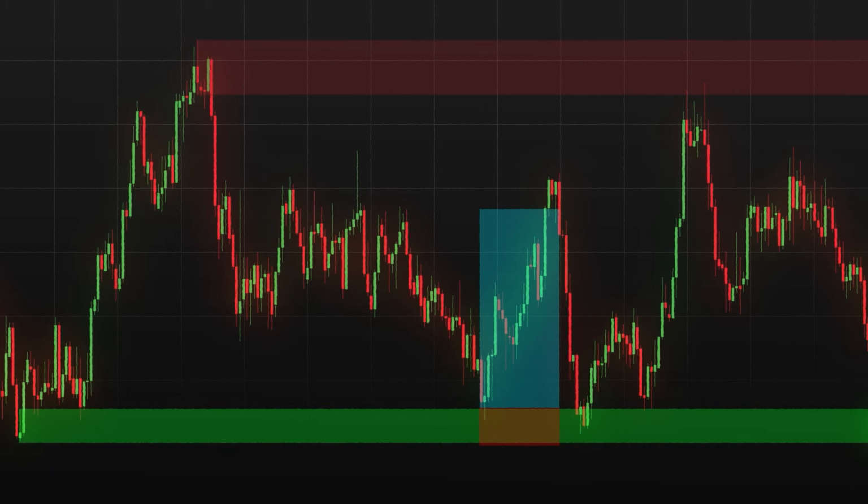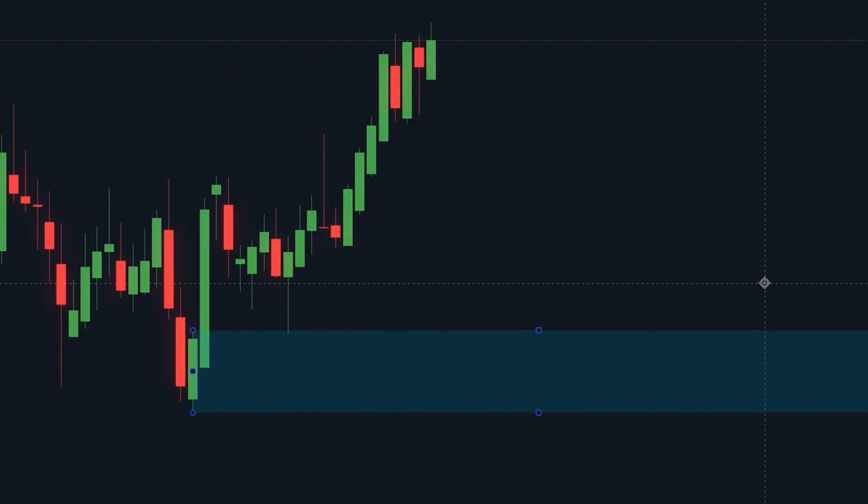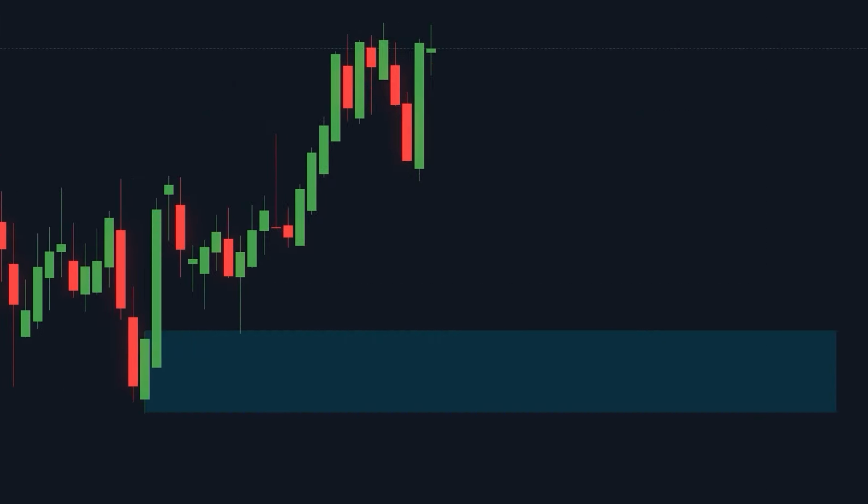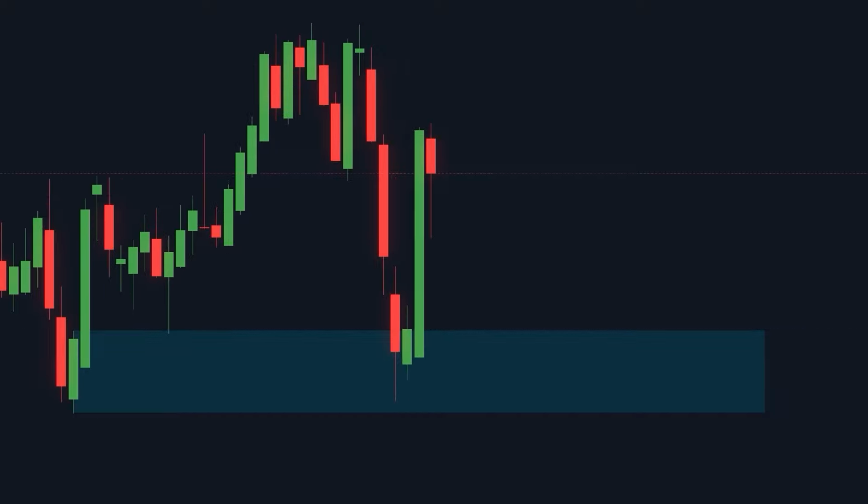Now, let's discuss how to draw an order block. Take a look at this chart. This point right here is obviously a resistance level. To draw the order block, select the rectangle tool, start drawing from the low of the bottom candle to the high of the candle. Then extend this block. Different traders use various methods to draw order blocks, and this is one way to do it.